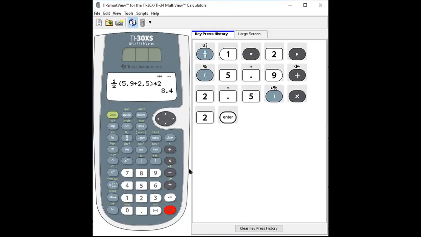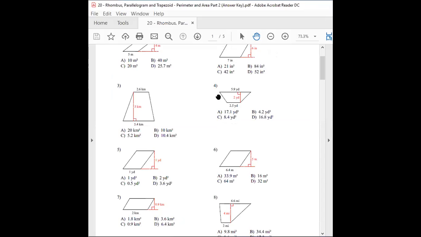We'll check and make sure all of our units are the same. They are. Everything is in yards. So we've got 8.4 is our final answer for the area of that trapezoid. So the trapezoid is a new one. It's a new formula for area.